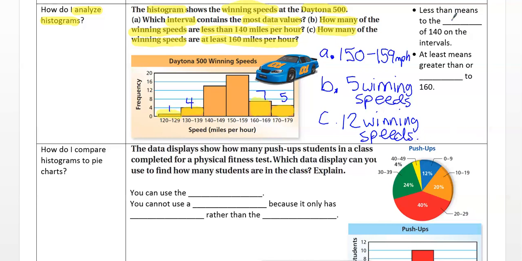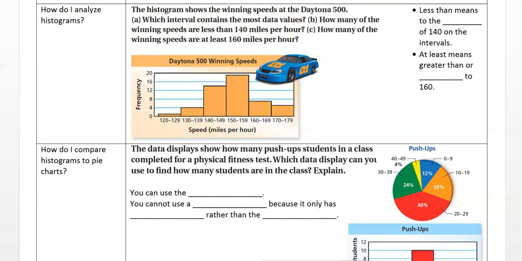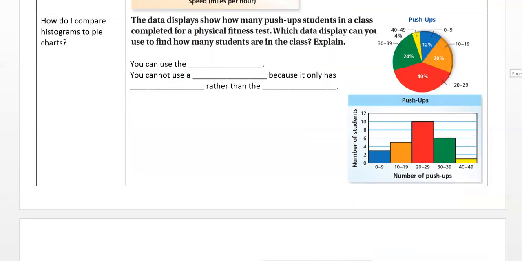Less than means to the which direction from 140? To the left of 140 on the interval? To the left, to the left. Okay, at least means greater than or equal to 160. Cool, we are rocking this. We've already gotten this one done. You know, whenever you're doing these videos, you can watch them over and over and over again because there's nothing to stop you and it can help you.